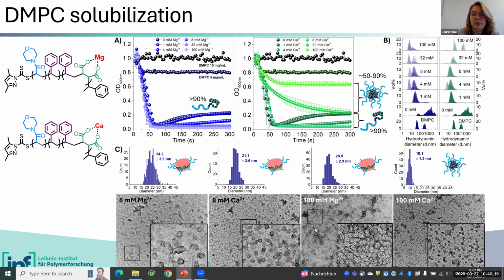And analyzing these structures with TEM also shows that in some cases, for example, at 8 millimolar magnesium for alternating SMA, we actually have a successful formation of SMALPs, as well as at 8 millimolar calcium. But we also successfully formed the SMALPs at 100 millimolar magnesium. But in the case of 100 millimolar calcium, we actually generally just have the formation of polymer-based micelles and almost no solubilization. So in this case, we're likely forming very stable micelles where the shift in equilibrium back towards free chains is just not efficient enough to yield good solubilization of our DMPC vesicles.